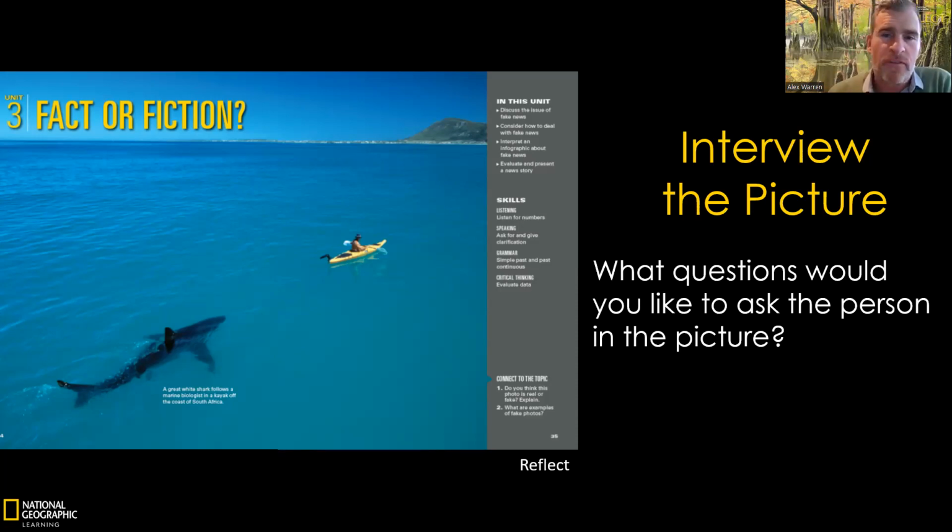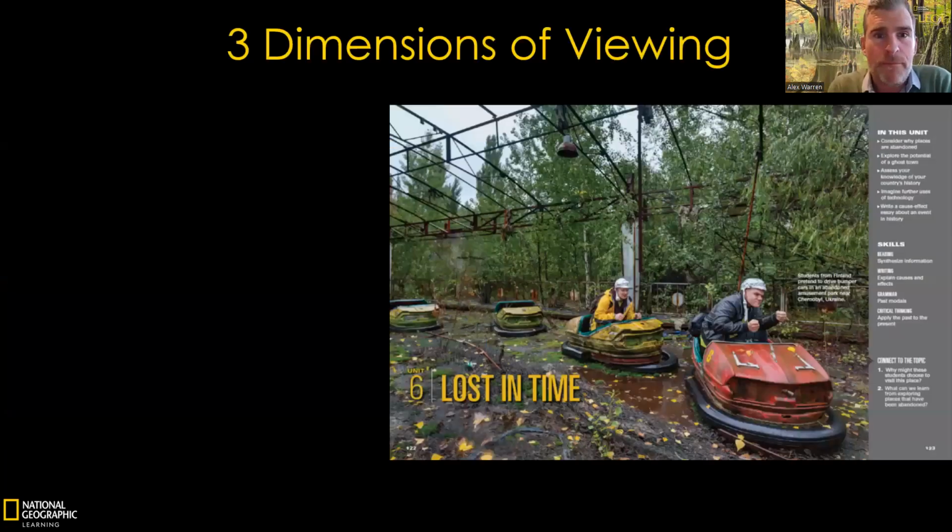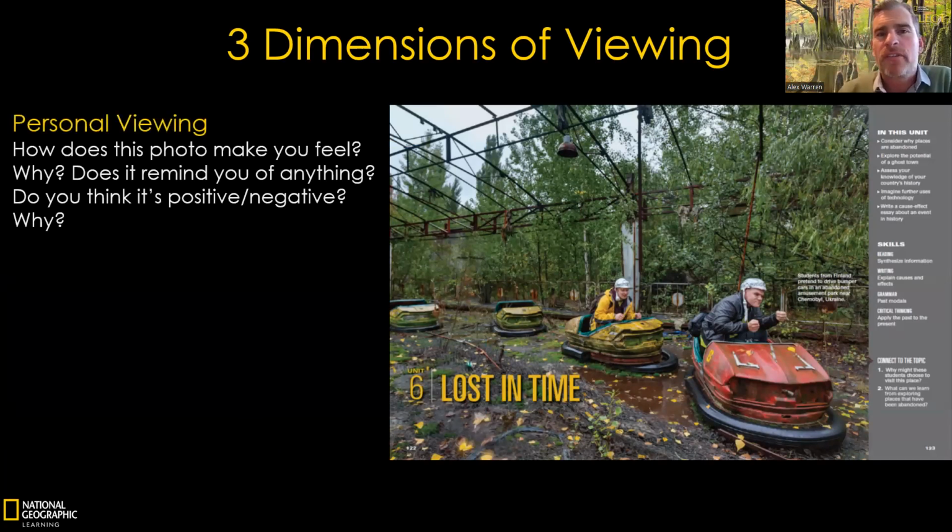One more that we can do with photographs is called the 3 dimensions of viewing. And the first viewing is called the personal viewing. It's essentially reflecting on how you connect with the photograph. So, for example, how does the photo make you feel and why? Does it remind you of anything? What is that thing that it reminds you of? Do you think it's positive or negative? Why? Why not?